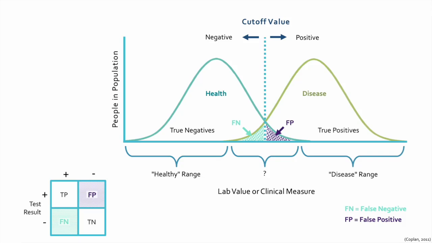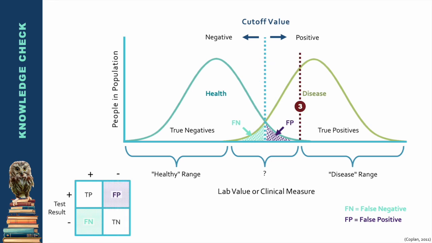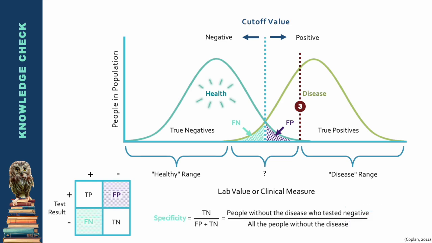Changing the cutoff criterion from 1 to 2 decreases the number of false negatives, it increases sensitivity, but also increases the number of false positives. It decreases specificity. What happens to specificity if we move the cutoff point to the red line? The specificity would be 100%. Everyone without the disease would correctly get labeled as not having it.